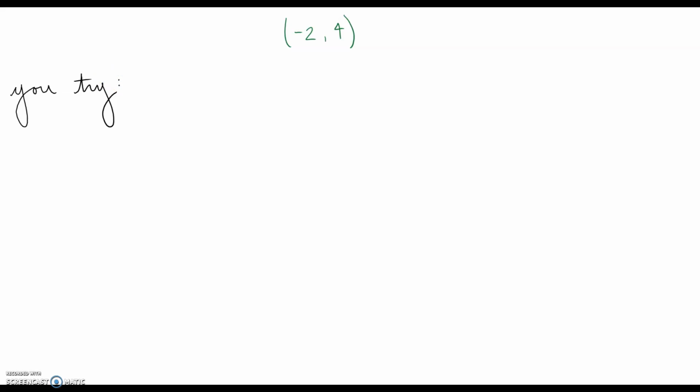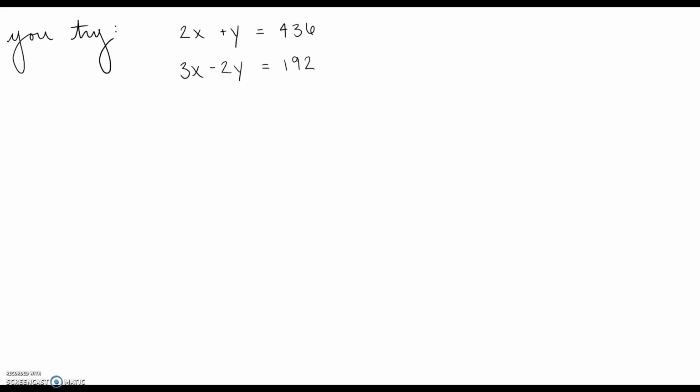So I would like you to solve this system. 2x plus y, I'll keep it easy too, equals 436. When I say easy, I mean I'll keep everything lined up. 3x minus 2y equals 192. So I'm going to do it a little bit different. Usually I go through the whole problem. I'm going to pause the video and do it step by step and then show my work. So I would pause if I were you and try to do this entire thing on your own and then hit play to go over it.